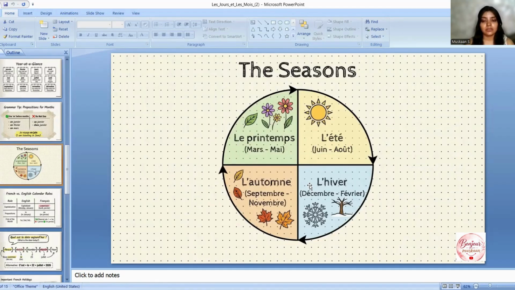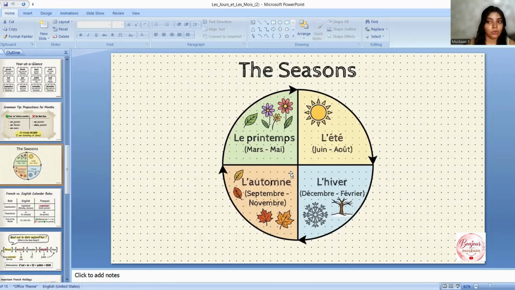Now you must be able to identify which season is this. So le printemps is spring season. By the flowers you can see. So it is spring season, le printemps, and it is from March to May. And second is l'été. L'été is summer. So it will be from June to August.